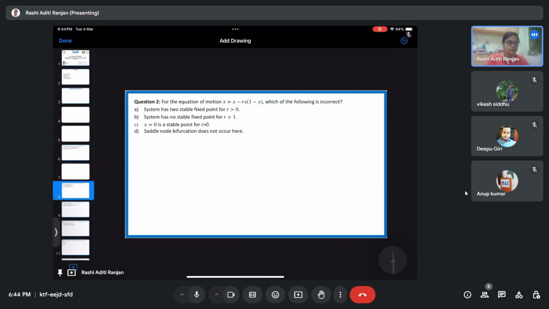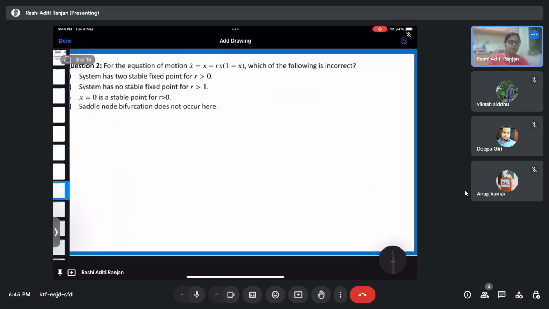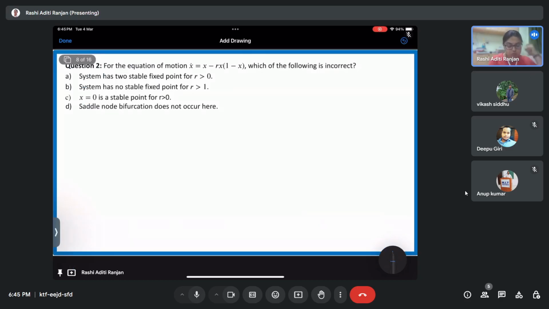Now we'll go to the second question. The second question says, for the equation of motion... Ma'am, I have a doubt. Yes. Ma'am, can you explain why the system is stable if we have negative real eigenvalues?